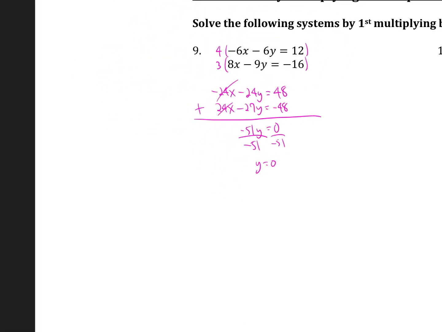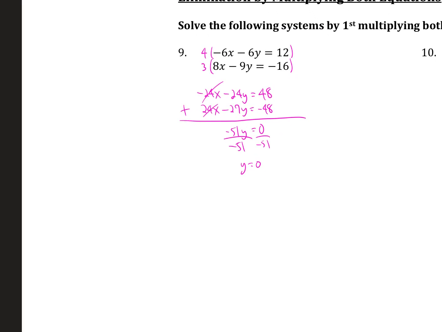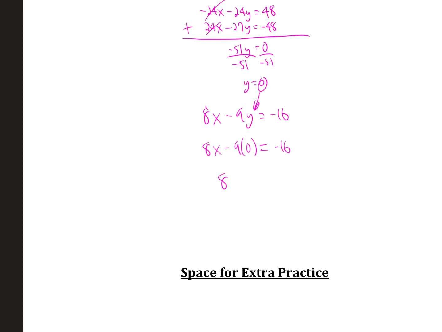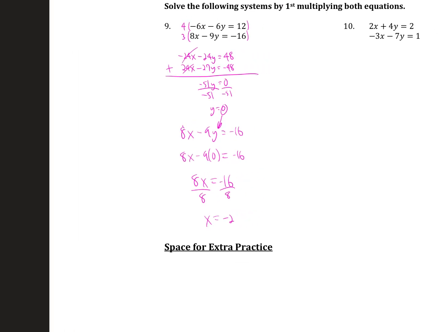We're going to plug into any equation here. I'm going to plug into the bottom one. So we have 8x minus 9y equals negative 16. Plug in 0 for y. We get 8x minus 9 times 0 equals negative 16. 8x equals negative 16. Divide by 8. x equals negative 2. So our answer is going to be negative 2, 0.